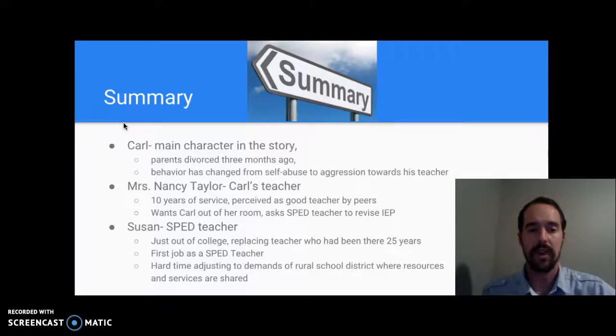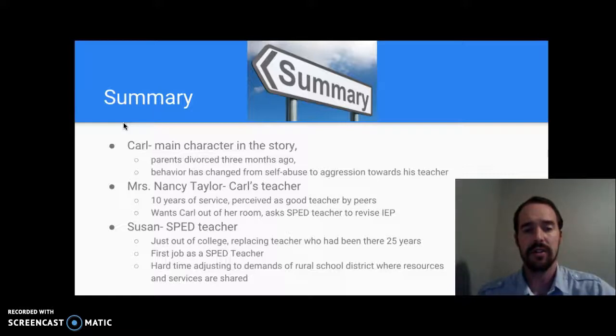First off, a summary about the case study. We'll start with the main character, Carl. He is a student whose parents have just gone through a divorce 3 months prior. His behavior has begun to change from self-abuse to aggression towards his teacher. His former IEP had been one in which he had a behavior management plan and he got certain rewards and had consequences for his behaviors.